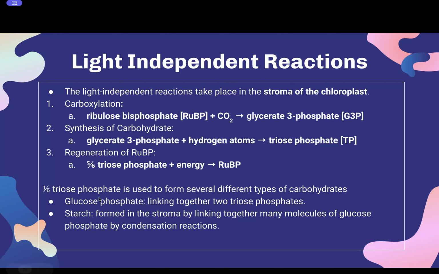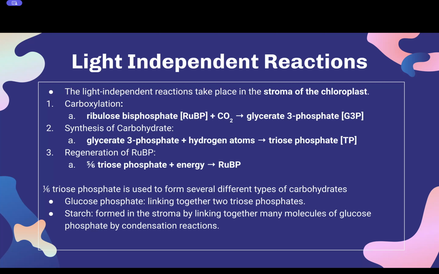So, okay, before I look at if people have questions. One out of six of triose phosphate is used to form several different types of carbohydrates. Glucose phosphate is created by linking two triose phosphates together, of course, because triose phosphate is 3 carbons. Linking 2 of those will give you 6 carbons. But more importantly, starch is created by linking multiple glucose phosphates together.